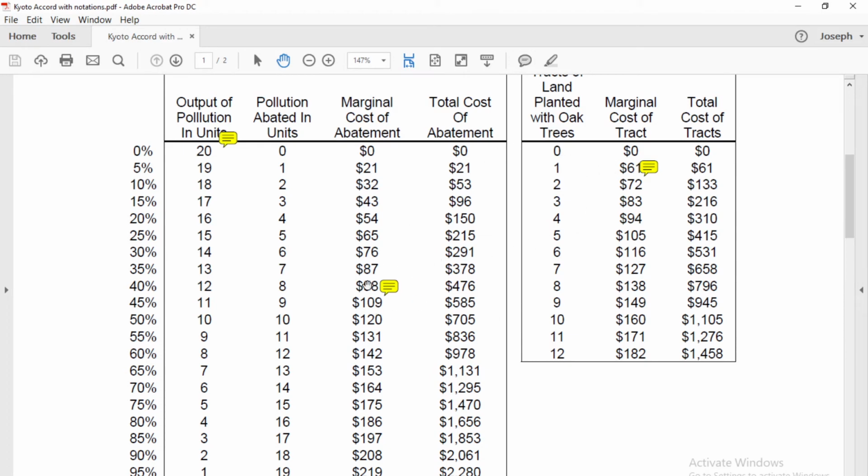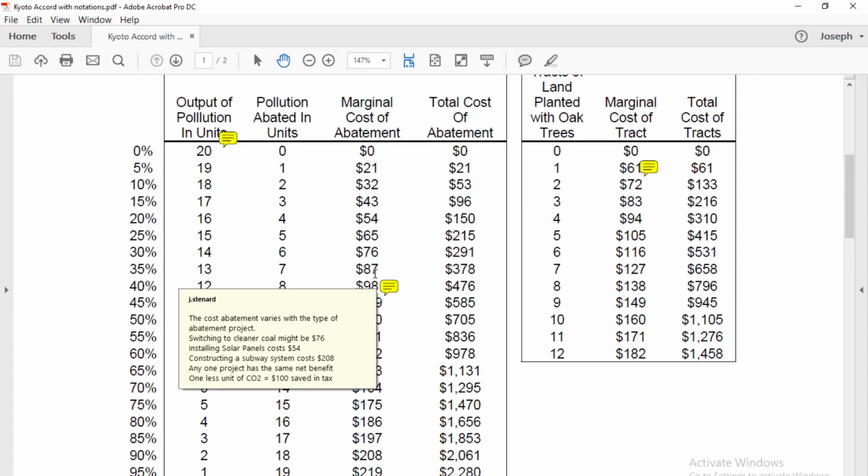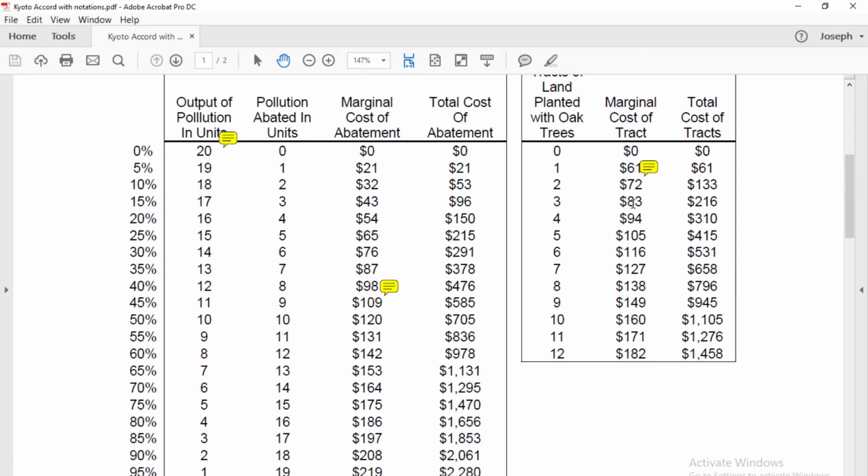To figure that out, you would just compare the marginal cost, right? So the marginal cost of the 7th abatement is $87, and the marginal cost of the 3rd tree is $83. So of the two, it makes sense that you should do at least 2 trees and at least 6 abatements. But now you've got 2 more to do. So should you do the 7th abatement for $87, or the 3rd tree for $83? Which one would be better to do? It's better to do the $83 tree than the $87 abatement.